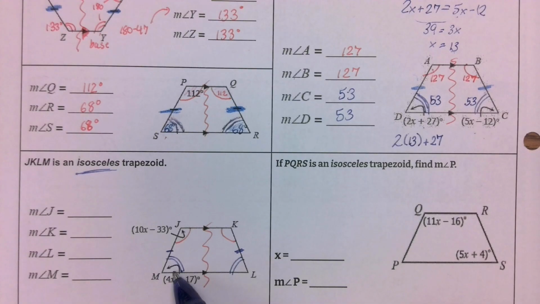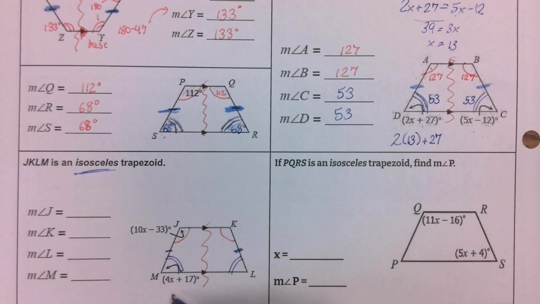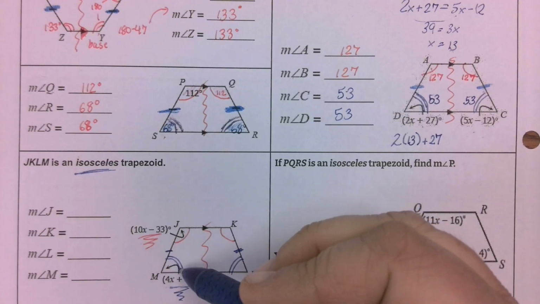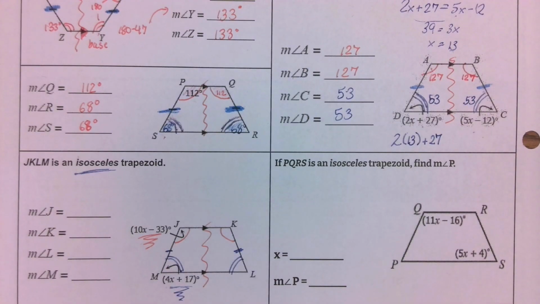So here I've got one blue, this one is blue, and I have one red. They're not equal, they're different from each other, one on the bottom base and one on the top. What I do know is that one blue and one red equal 180.